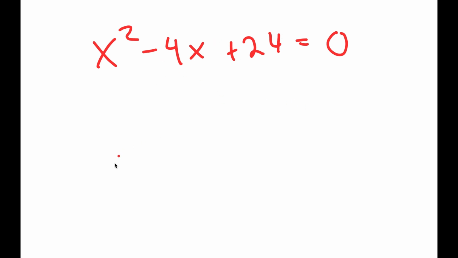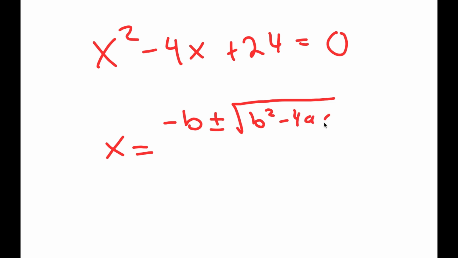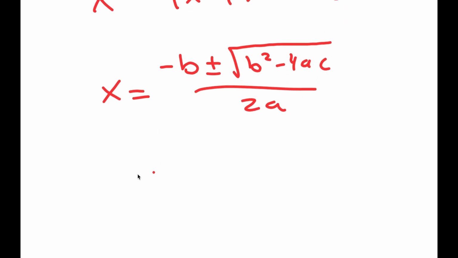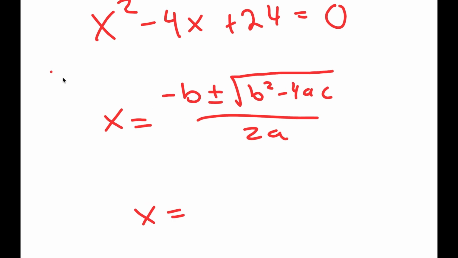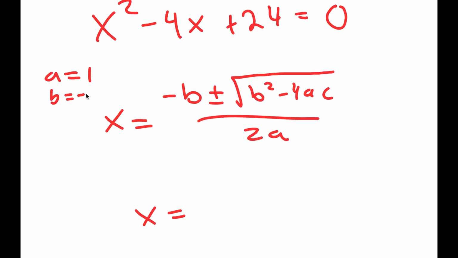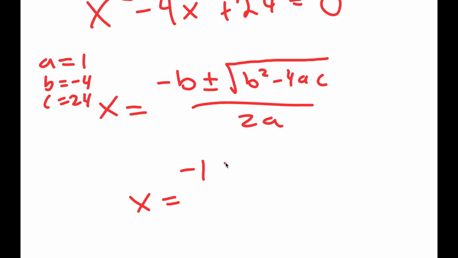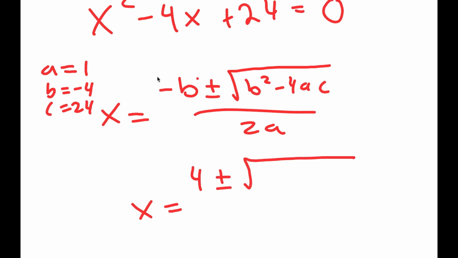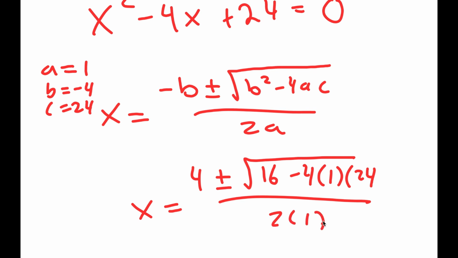Now we have a quadratic equation, so to solve this, I'm going to use the quadratic formula, which is negative b plus or minus the square root of b squared minus 4ac all over 2a. In this case, a is 1, b is negative 4, and c is 24. So I get x is equal to negative negative 4, which is positive 4, plus or minus the square root of b squared, which is negative 4 squared, which is 16, minus 4 times a, which is 1, times c, which is 24, all over 2a, so 2 times 1.